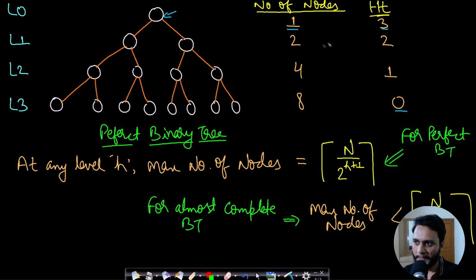At level 2, that is this height 2, maximum number of nodes will be 2. At height 1, maximum number of nodes will be 4. And at height 0, maximum number of nodes will be 8. This is just an example.